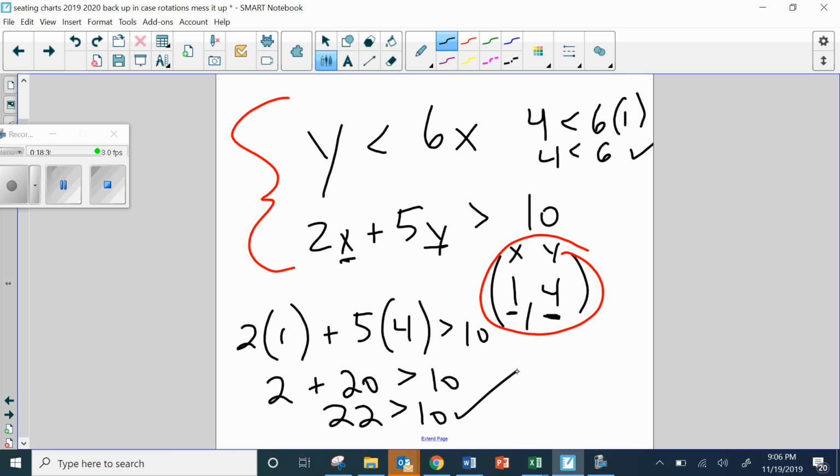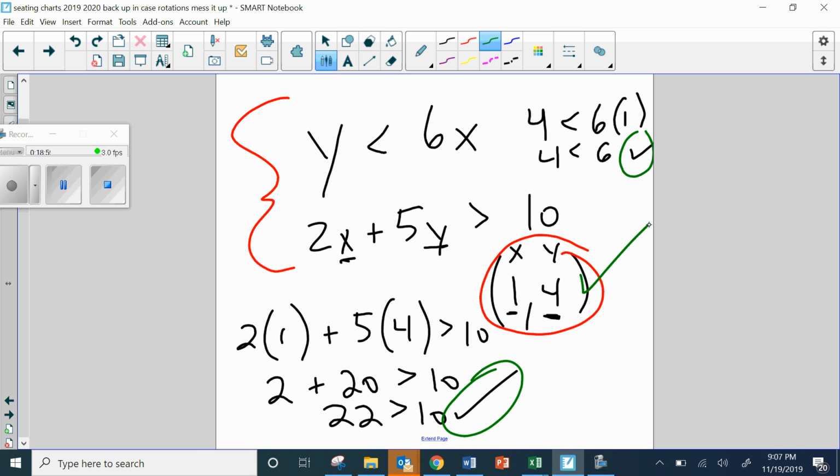So I have 2 check marks. I have a check mark here for the first one, and a check mark there for the second one. That means, yes, that is a solution to that system of equations. It solved both equations, or made both equations true, so yes, it is a solution. That's another thing you're going to have to do on the test.